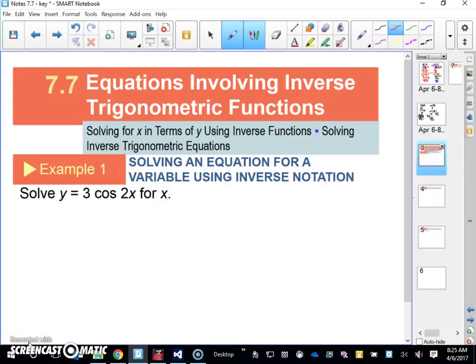7.7, we're going to be solving equations involving inverse trig functions. So example 1 is supposed to be a basic example, and it says solve. Anytime it says solve, it's going to be talking about isolating a variable. Okay? So we want to isolate the variable, but in this case, they tell you exactly which variable to isolate.